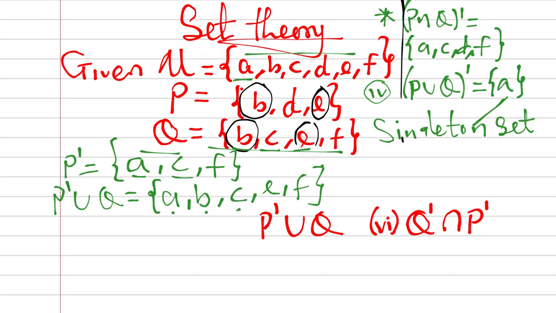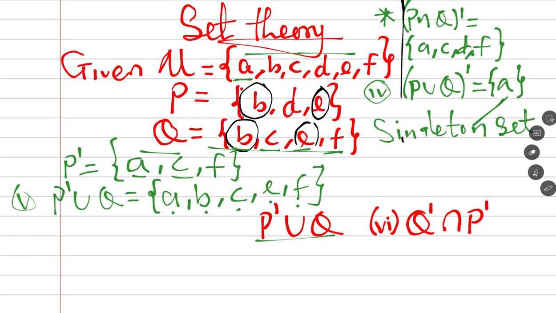Then E is here. F is here. So this is the answer for our question 5. Are you seeing that? You cannot do this without first finding your P prime. Do you understand that now?